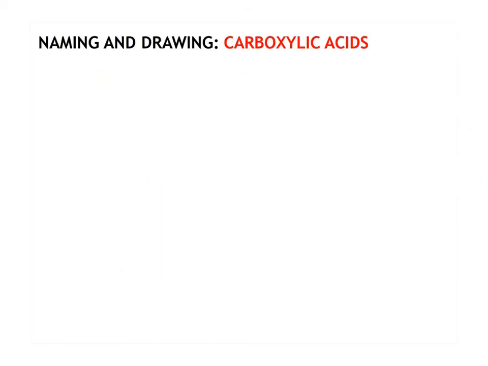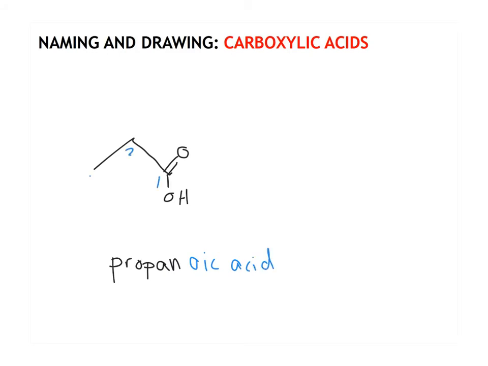When we name carboxylic acids, I'll draw a 1, 2, 3 long carbon chain. Here's a double bonded O and an OH. When we name carboxylic acids, we still use the prop-, etc. So this would be propan- to identify the length of the carbon chain. The way that we identify it's a carboxylic acid is with the ending "oic acid." So propanoic acid is a 1, 2, 3 carbon chain with a carboxyl group attached to it. So that's propanoic acid.